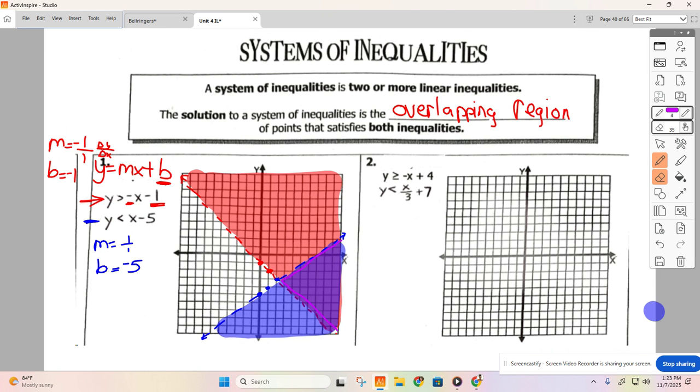When you see this on a test question, it is only going to be showing you the common area. All of this red part will be gone. All of this blue part will be gone. The only thing that'll be graphed is that common area. Let's look at what it looks like on Desmos.